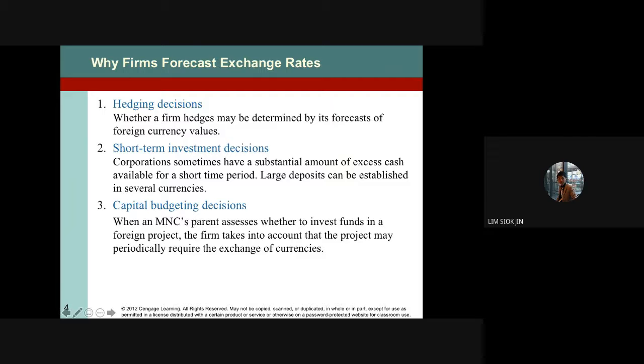Because AirAsia is the biggest airline in the world, right? So they have a lot of planes. In one of these days, they might decide to sell 10 planes. The moment they sell 10 planes, what happens? They will get a lot of cash. And this cash can be put anywhere in the world. They can put it in a Malaysian bank. They can buy a short-term investment or short-term certificate in the US.